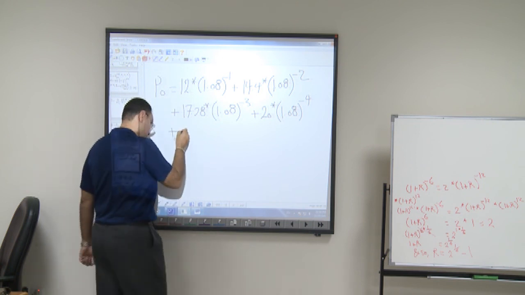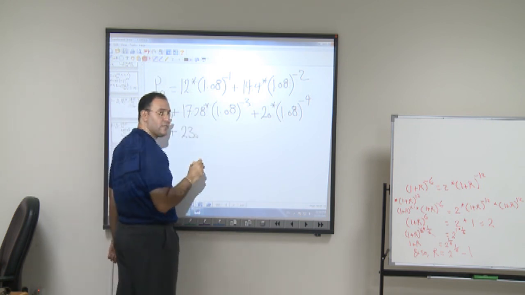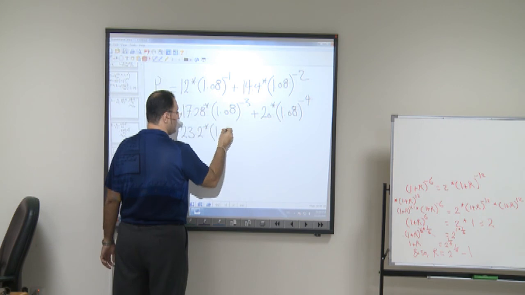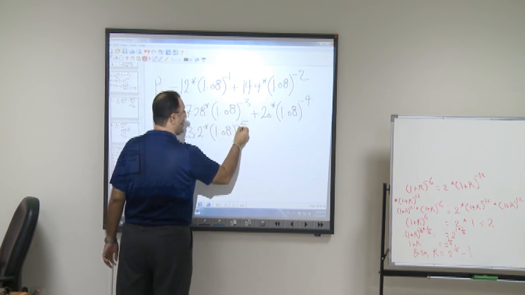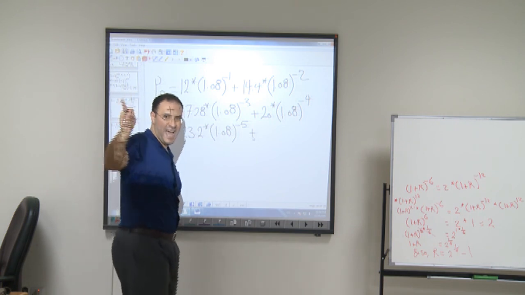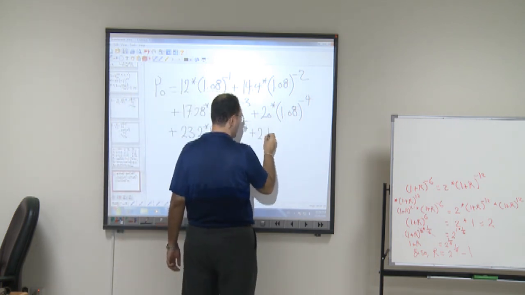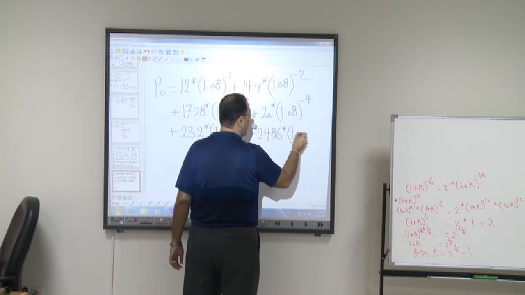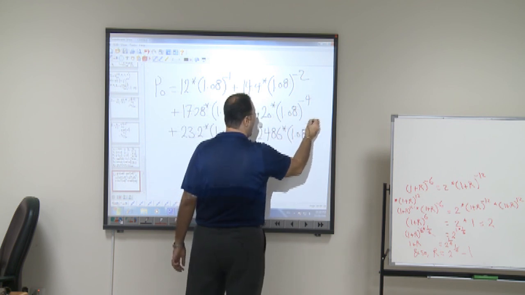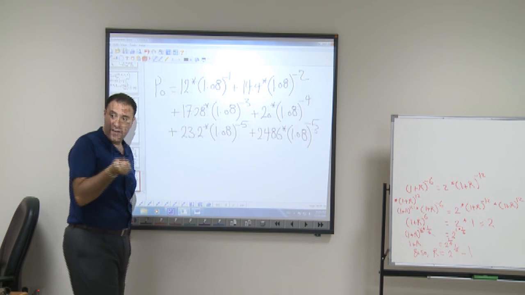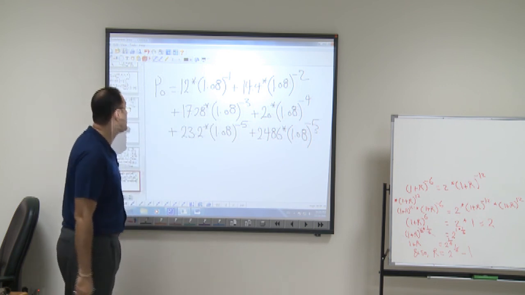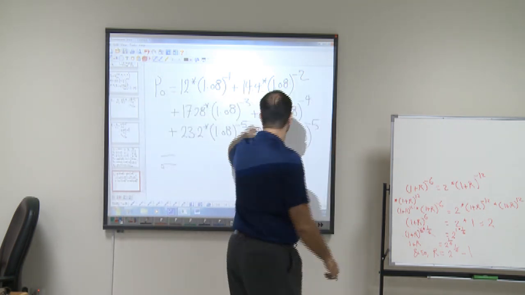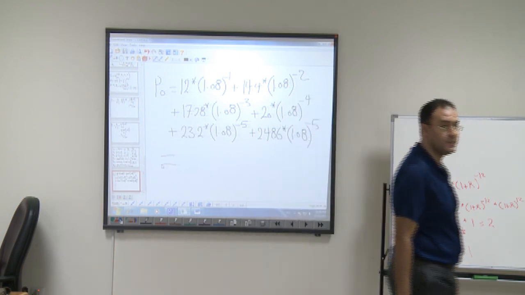Plus 23.2 times 1.08 to the power of -5. Plus P5, which is 2486, times 1.08 to the power of -5. It's P5, and therefore it has to be discounted 5 years. And the answer is going to be how much? The power is -5, of course. Of course. The answer is going to be how much?